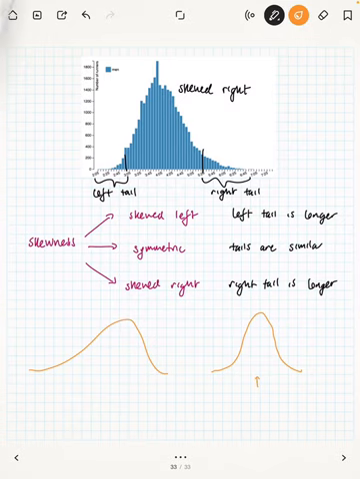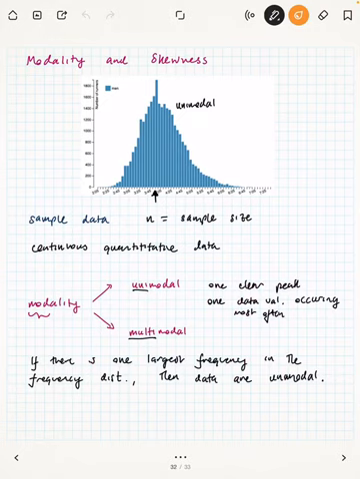And then to clarify, modality also applies to categorical data, but instead of looking at histograms or a quantitative frequency distribution, we'd be looking at a bar chart or a categorical frequency distribution.